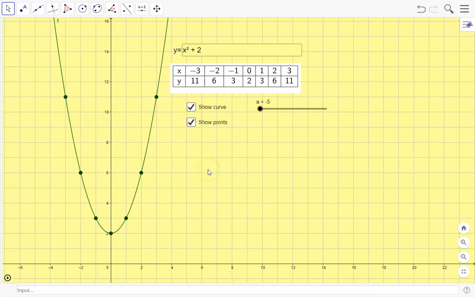There's a worksheet that goes with each lesson where you need to draw quadratic graphs. Make sure that you complete that worksheet. And there's an answer sheet which you can use as a mark scheme when you complete your work.